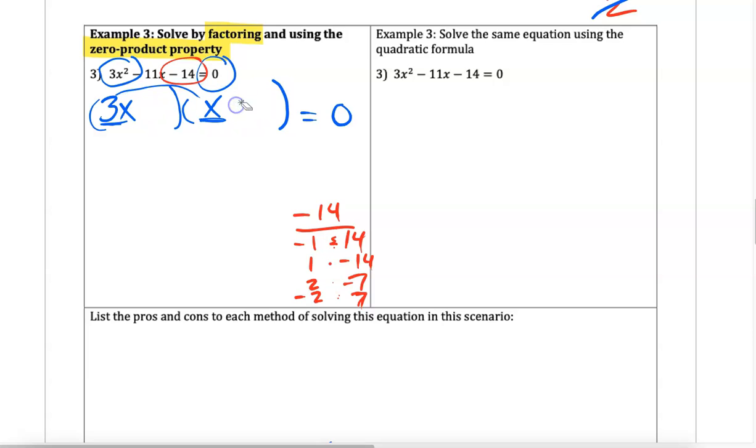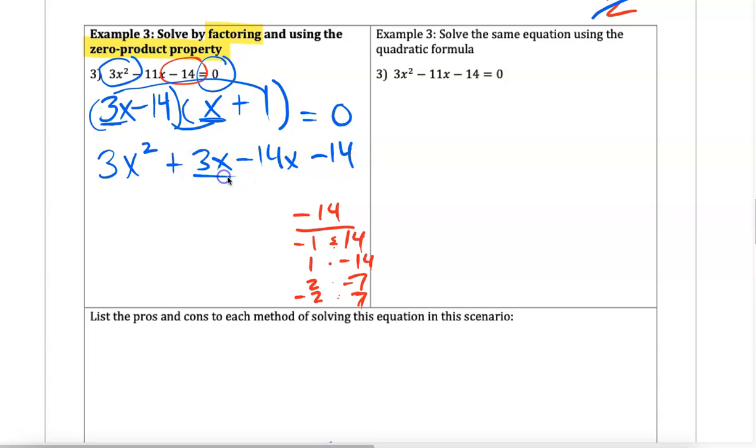And maybe I'll put the 14 here so that I don't end up multiplying 3 and 14. So if I do 3 times 1 and then negative 14 times 1, here we go. So I have 3x squared plus 3x when I do that one, minus 14x when I do those, and then minus 14. I notice that these right here will add to negative 11. So that tells me I factored correctly.